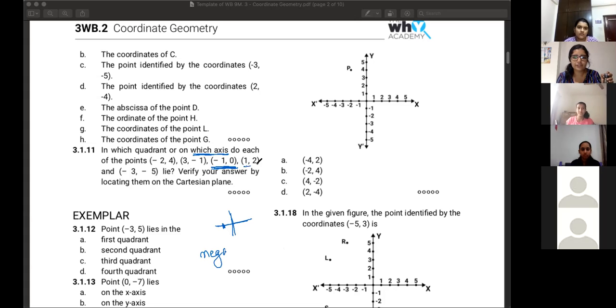Aryan, 1, 2, which quadrant or which axis? Ma'am, in first quadrant. First quadrant is right. Awesome. Swayam's gotten completely disconnected. Okay. Suhani, -3, -5. Third quadrant. Absolutely right.